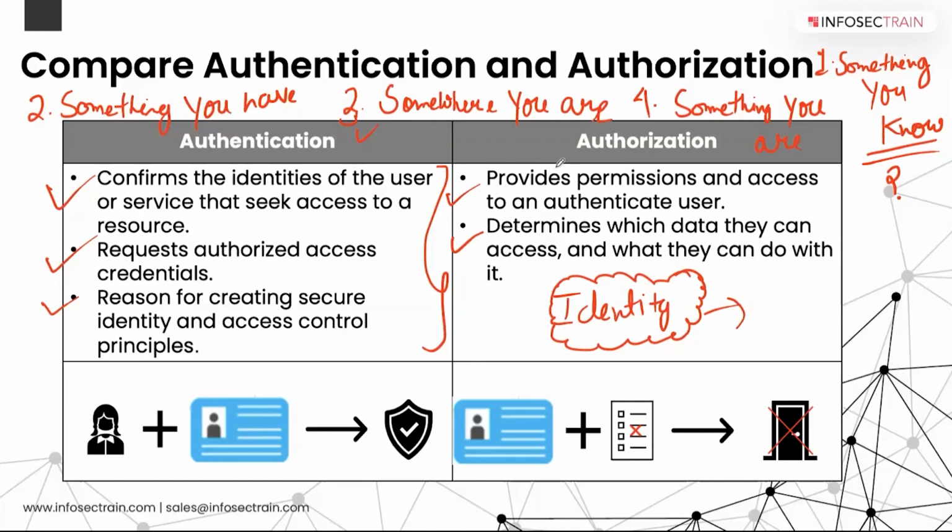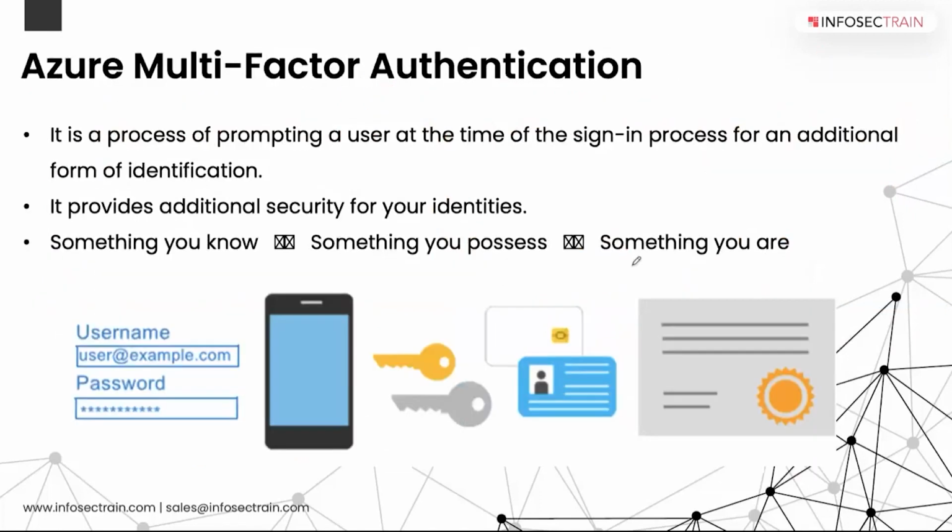There are more factors, but for proving your identity, a simple username and password was not enough. So you were required to use either two-factor authentication, like after this, put in the OTP, or a third factor, like your fingerprint. This is what we call multi-factor authentication. It is the process of prompting a user at the time of sign-in for an additional form of authentication, and it provides additional security for your identity.